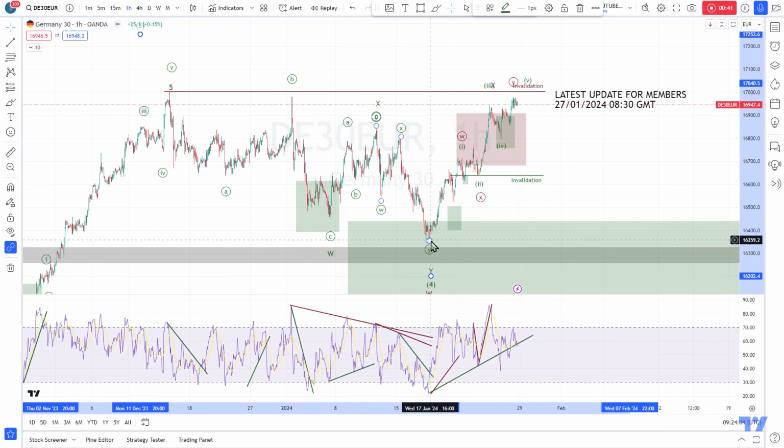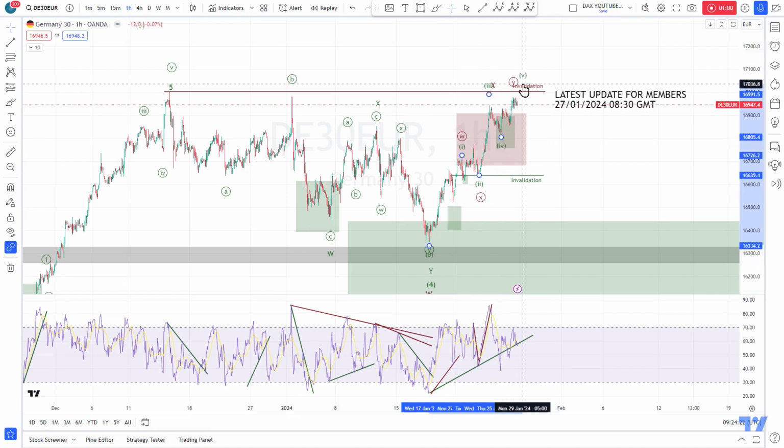And then what we should get from this low, if this is a wave 4 and the start of our fifth wave, is an impulse. This impulse could play out as follows: a wave 1, a wave 2, a wave 3, a wave 4, and now a fifth wave up. If we consider the RSI here, it looks to support the 5 waves up right here.